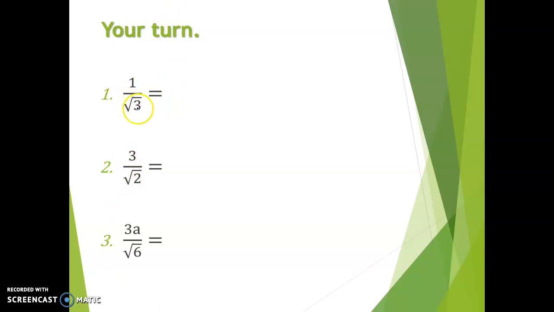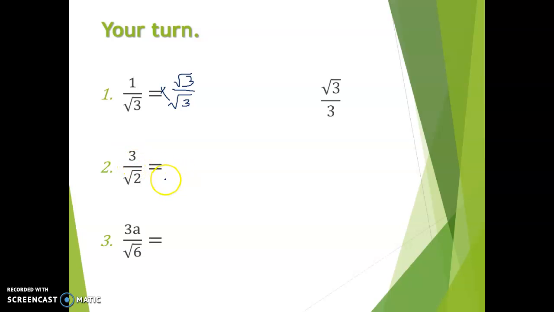Alright, so this first one, we've got a root 3 in the bottom. We need to rationalize it by multiplying both the top and the bottom by the square root of 3. And when we do that, we get square root of 3, and then square root of 3 times square root of 3 is just 3. So square root of 3 over 3 on the bottom.